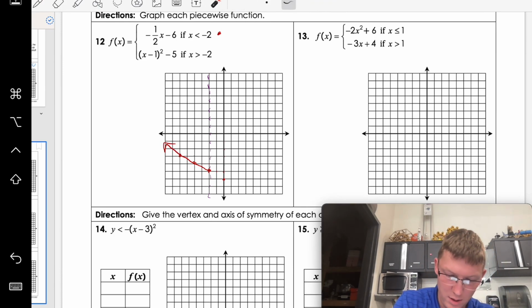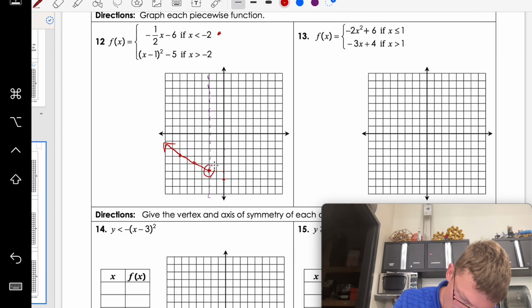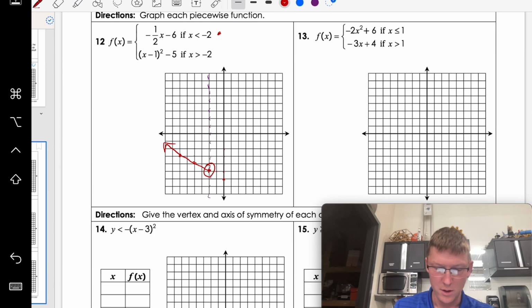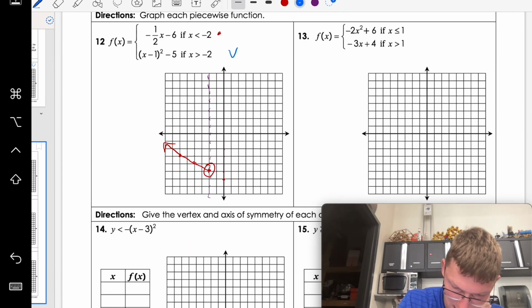And when I look at this sign right here, that's a less than sign. So that means that it's going to be an open circle. So then we will do blue for the right side of the boundary sign. That's where we get our parabola. So our vertex here is going to be at +1, -5.